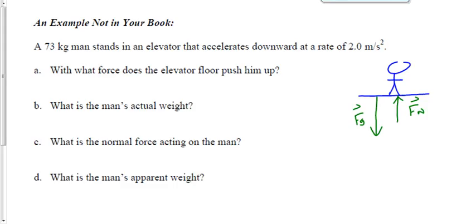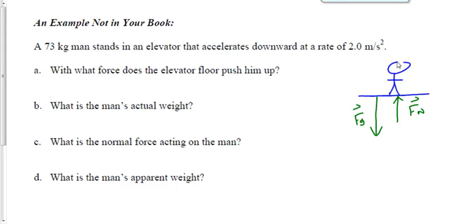Good. If he's accelerating downward, if the acceleration is downward, then the net force has to be downward. Remember Newton's second law? The acceleration is in the direction of the net force. So if he's accelerating downward, the net force has to be downward. Therefore, the downward force has to be bigger than the upward force. All right, good.